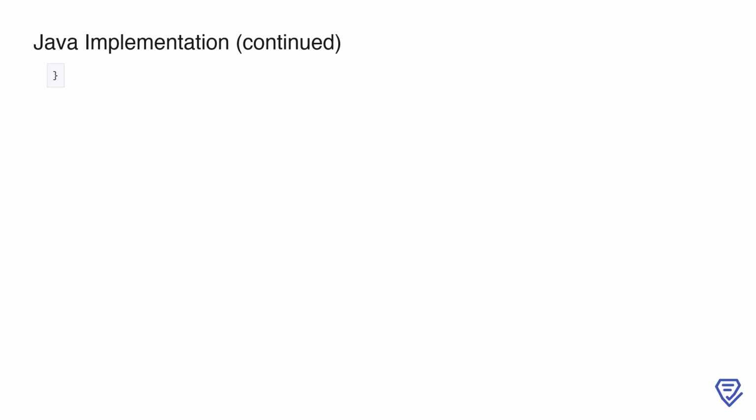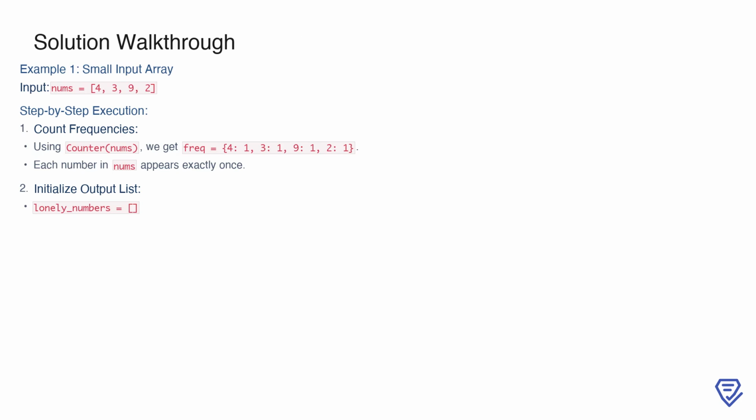Here, we start with the small input array nums = [4, 3, 9, 2]. The first step is to count the frequency of each number in the array using the Counter class from Python's collections module. This gives us a frequency dictionary, frequency = {4: 1, 3: 1, 9: 1, 2: 1}, where each number appears exactly once. Next, we initialize an empty list called lonely_numbers to store the numbers that meet the criteria of being lonely. At this stage, the list is empty, and we proceed to check each number to determine if it qualifies as lonely.